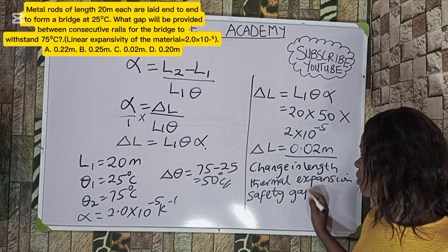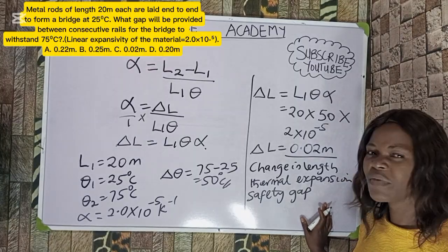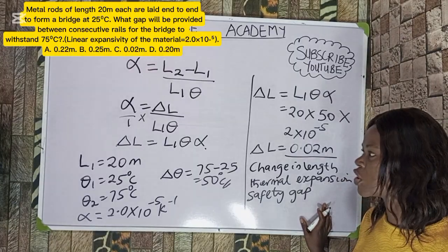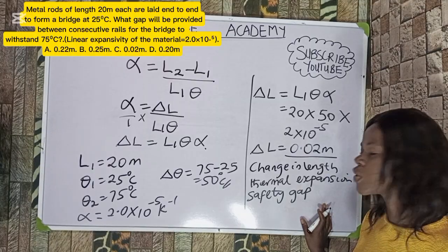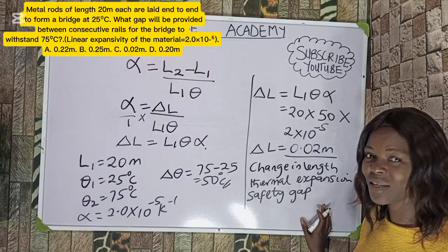Safety gap. All these three things, they all mean the same thing. So even if you did not see change in the length or increase in length, it's still the same thing as what? Change in length, thermal expansion, or safety gap. They all mean that you should calculate the change in length.